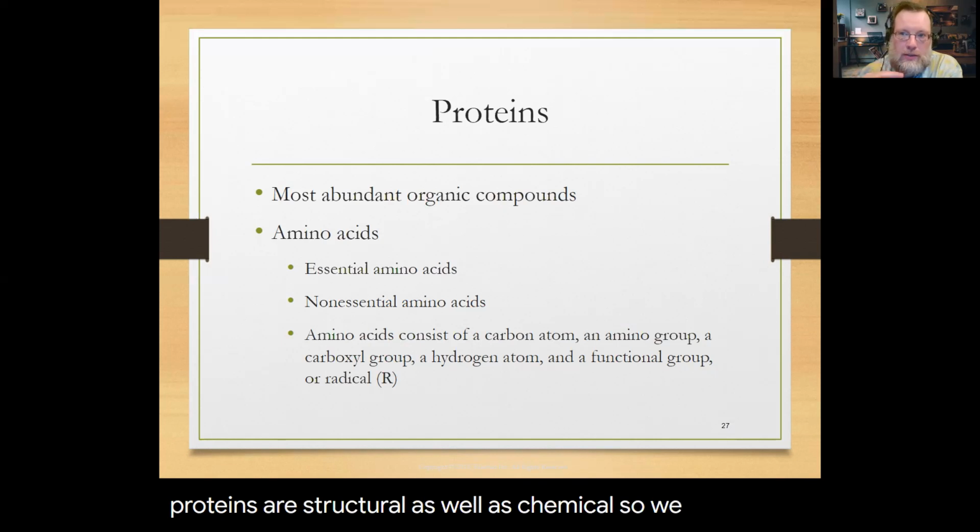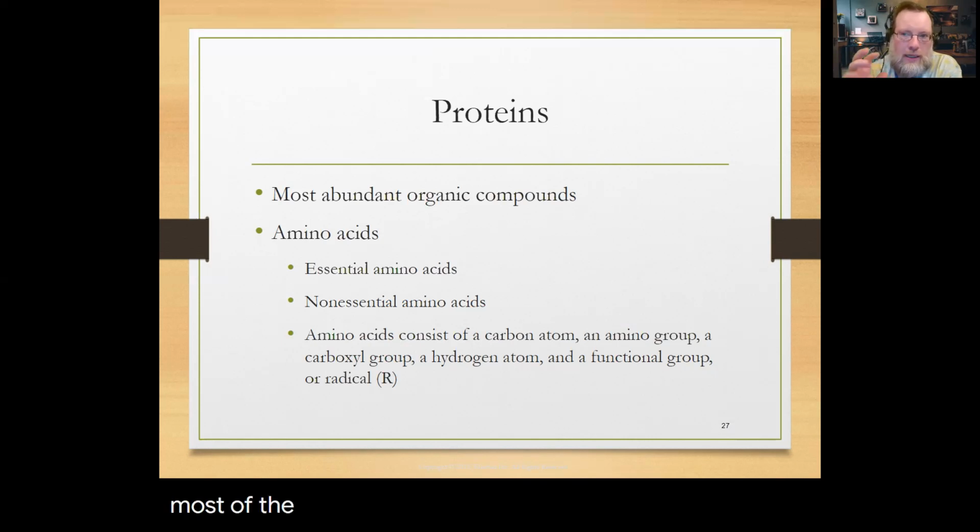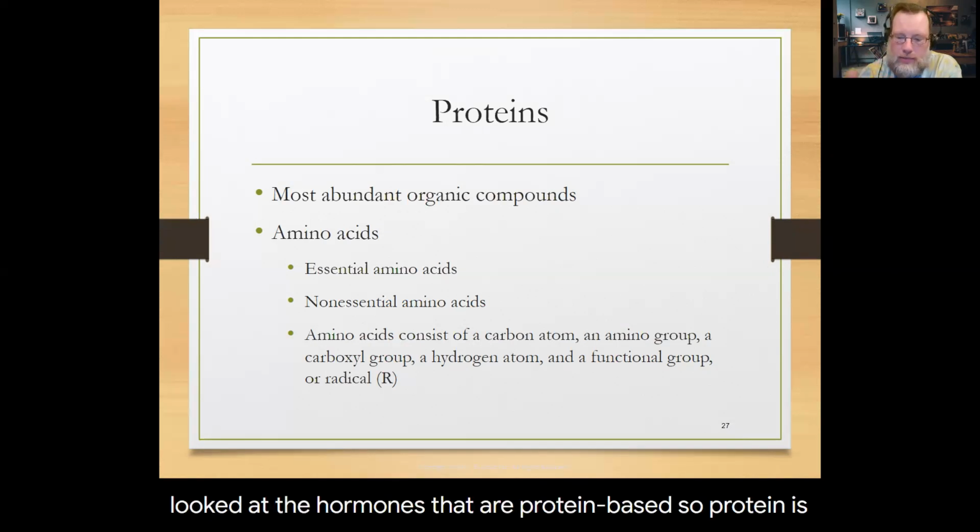So we see a lot of structural features: muscle, smooth, skeletal, cardiac muscle tissue is going to be made of proteins, collagen fibers, bone. Most of the organs you looked at in general A&P are primarily made of protein. So in addition to that, we've looked at the hormones that are protein-based. So protein is a big deal.